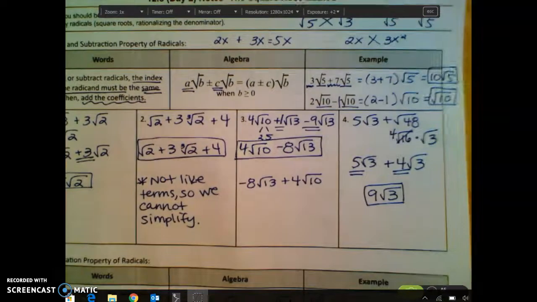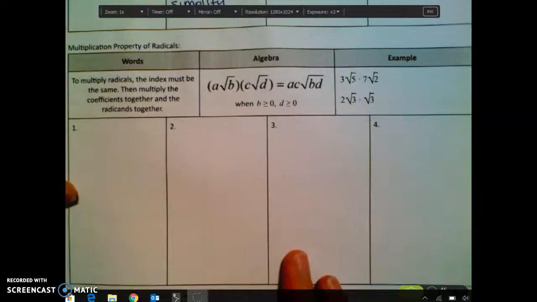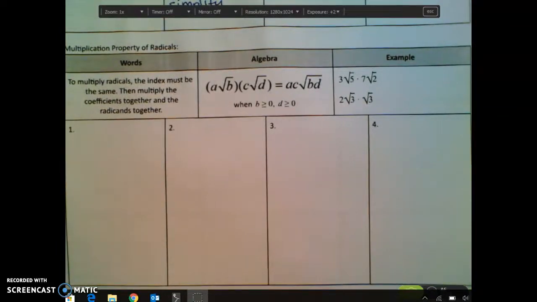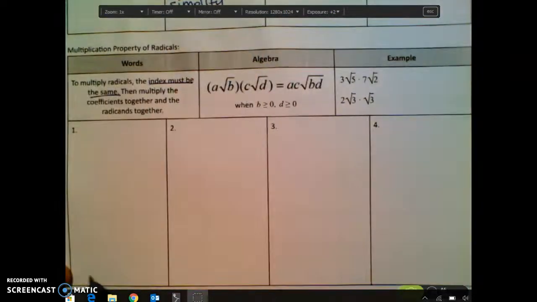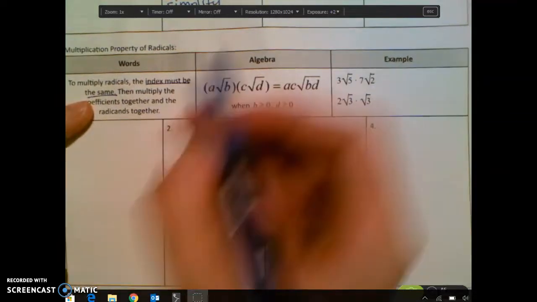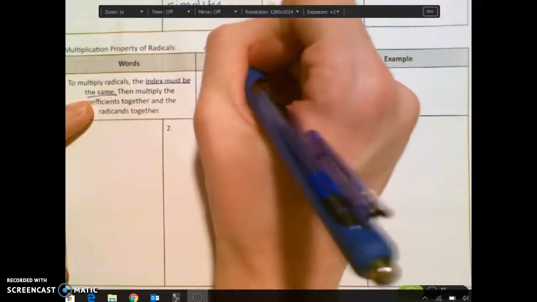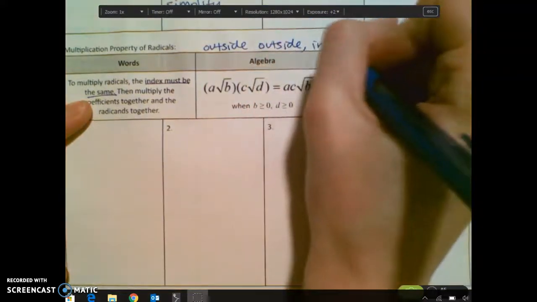Let's look at our second property. This is the property of multiplication of radicals. So in words, to multiply radicals, the index must be the same. Then we multiply the coefficients together and the radicands together. And I'm going to call this outside, outside, inside, inside.